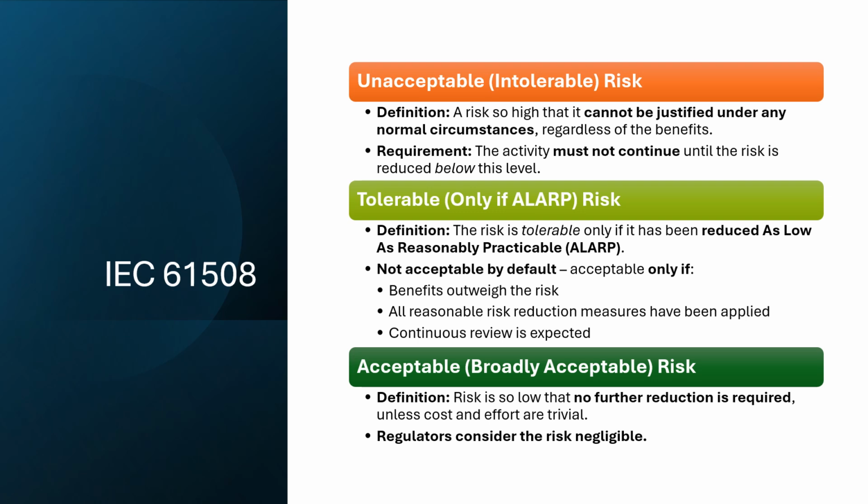Let's have a look at IEC 61508. It's the foundational standard for functional safety, defining how systems must be designed to reduce risks to a tolerable level. To apply these ideas, we also need to understand the relationship between risk, assurance, and integrity. So, IEC 61508 has the idea of unacceptable, intolerable risk, tolerable if as low as reasonably practicable, and acceptable, that's broadly acceptable risks.